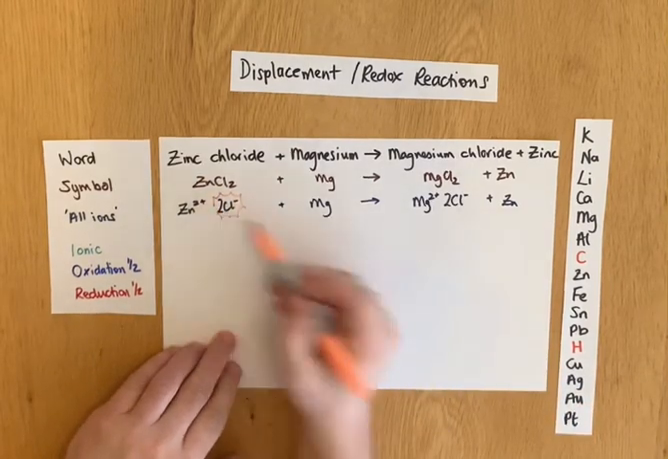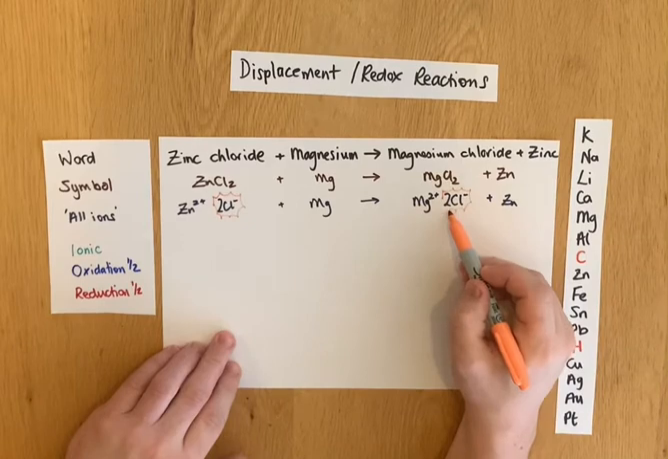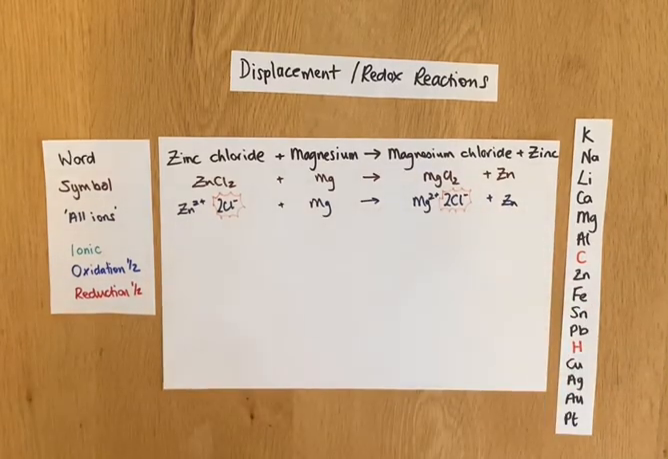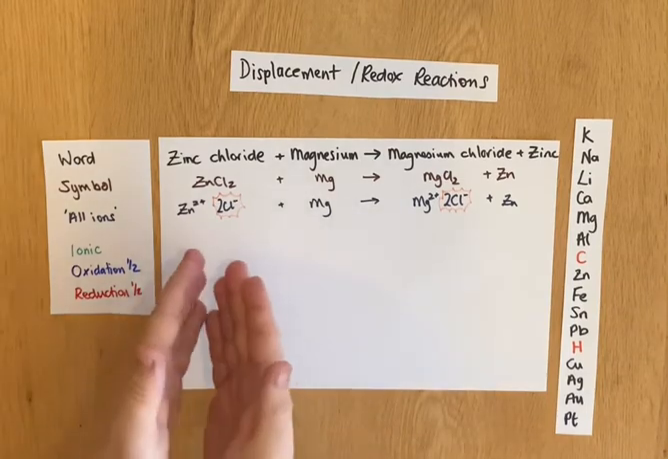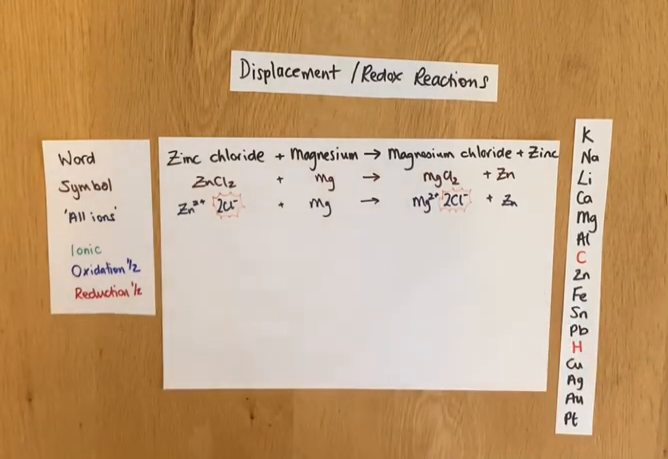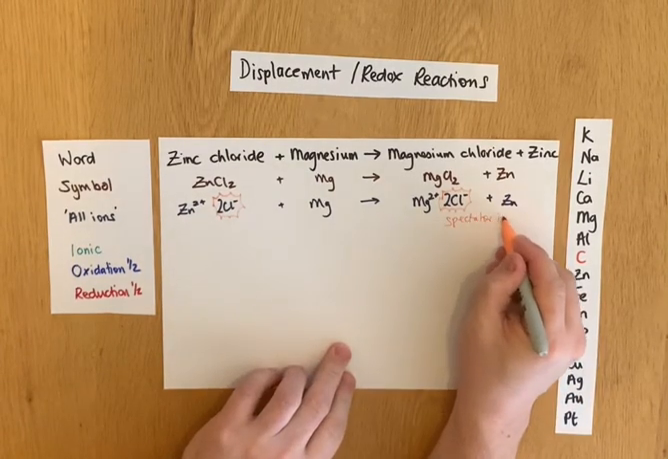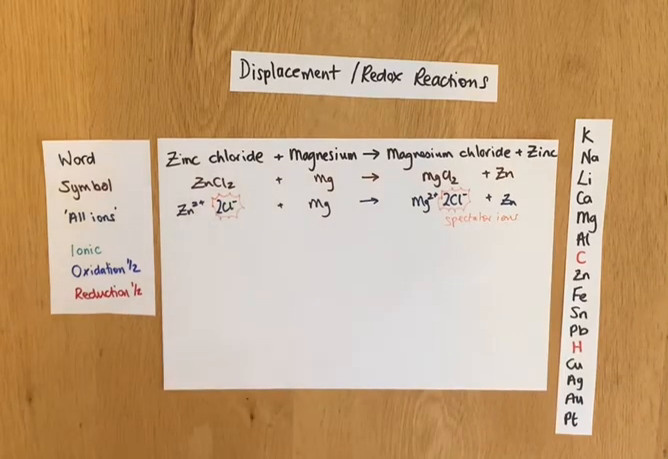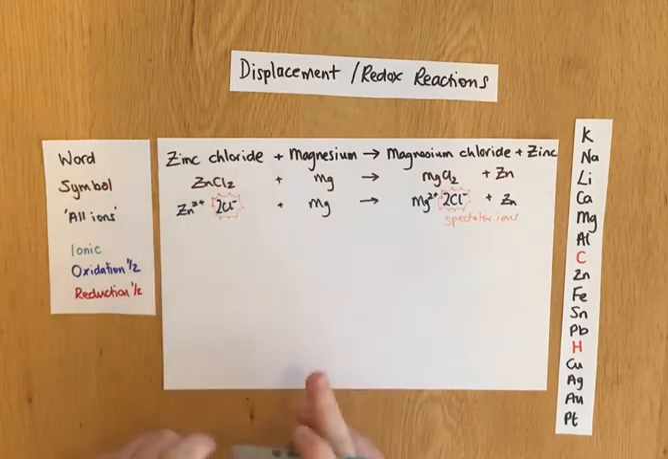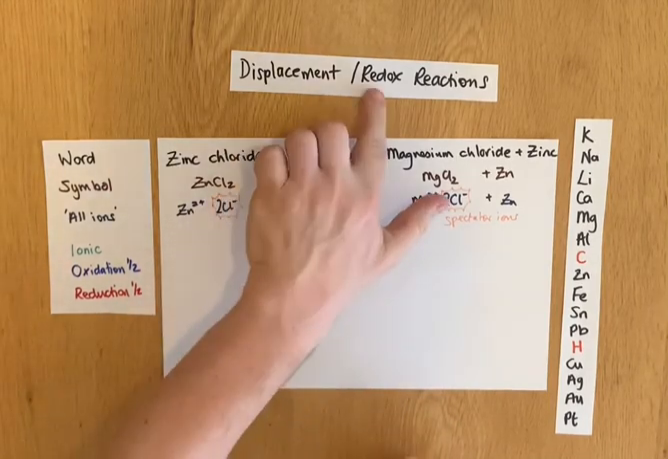Chlorides have not changed in terms of their electrons. Nothing's happened to them. They were chloride ions before the reaction, they're chloride ions after the reaction. They are my spectator ions. Now we omit the spectator ions because chemically they haven't done anything. All that's happening here is that magnesium and zinc are taking part in a redox reaction.